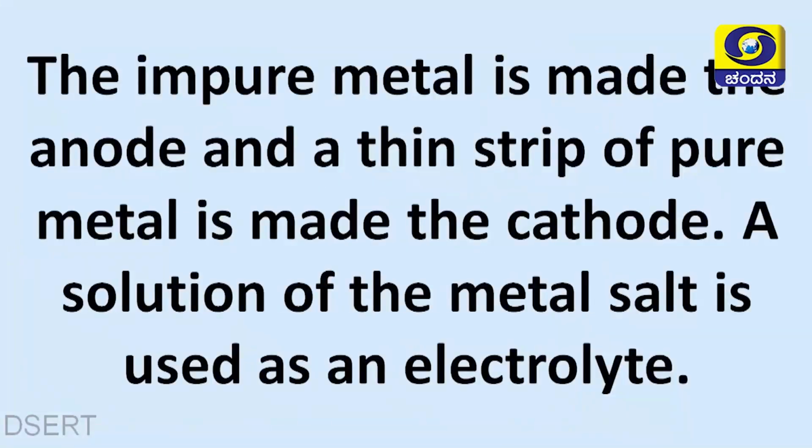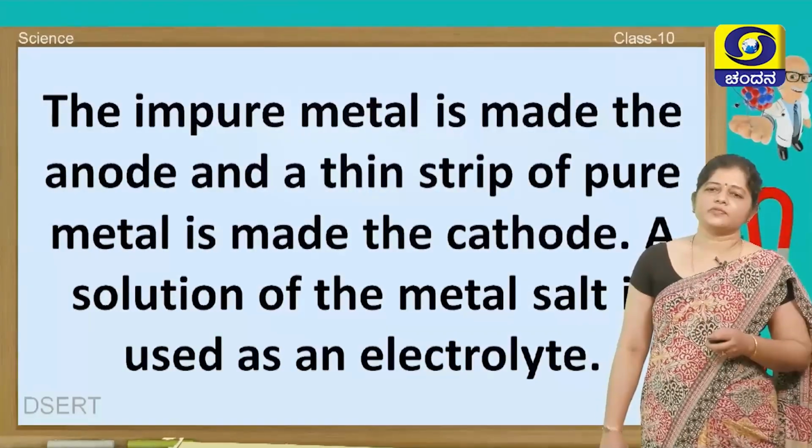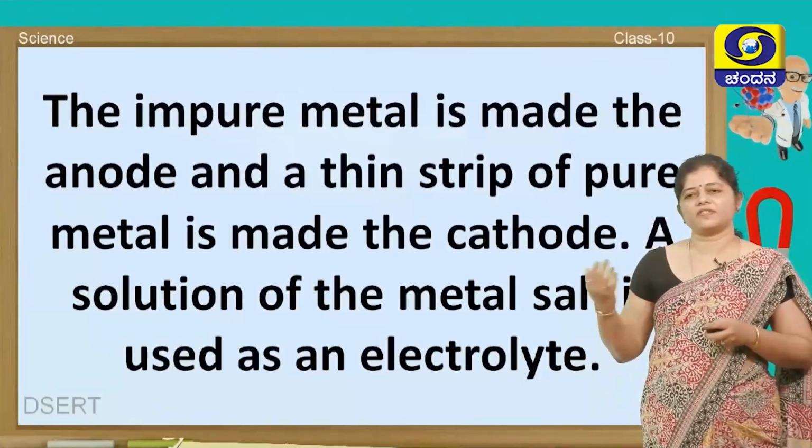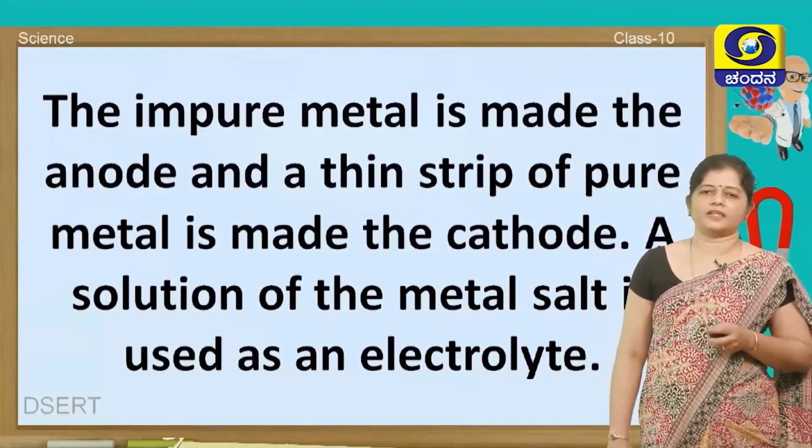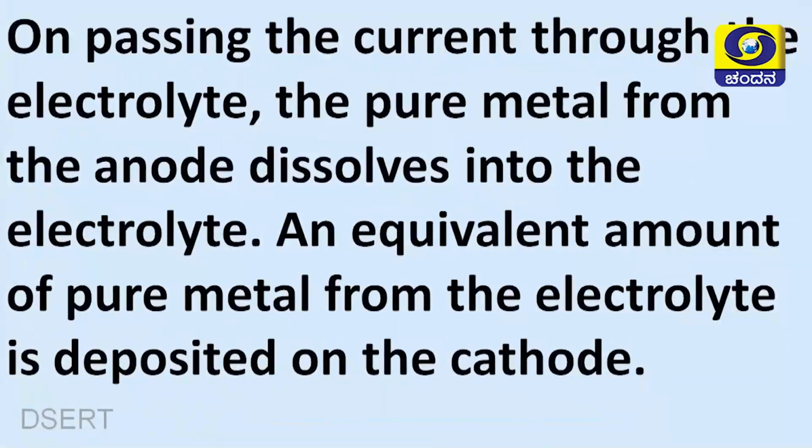The impure metal is made the anode, and a thin strip of the pure metal is made the cathode. A solution of the metal salt is used as the electrolyte, and in this process we use acidified copper sulfate solution as the electrolyte. Upon passing the electric current through the electrolyte, the metal from the anode dissolves into the electrolyte. An equivalent amount of pure metal from the electrolyte is deposited on the cathode.